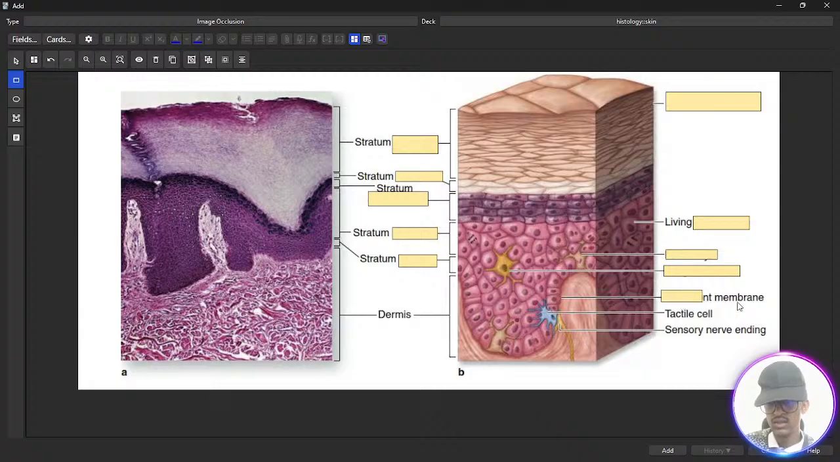Keratin is produced by the keratinocyte. But the basement membrane. So tactile cell and sensory nerve ending. Dermis.